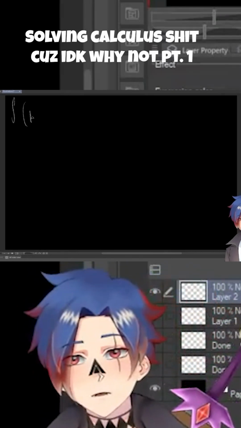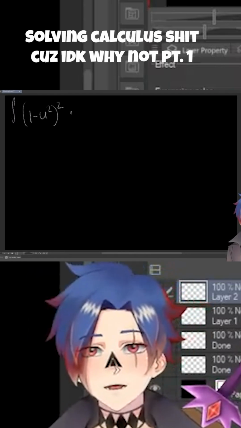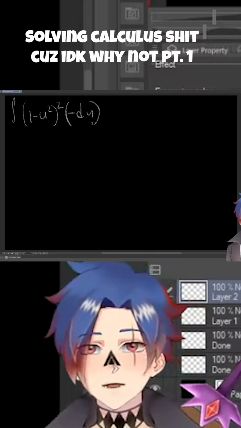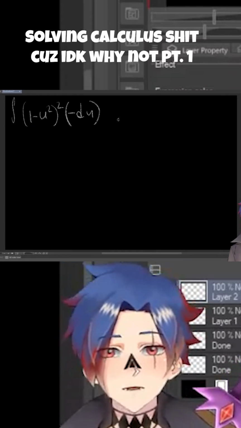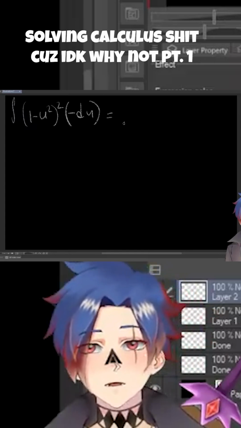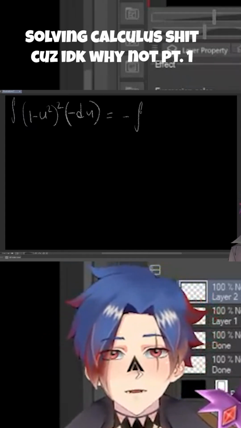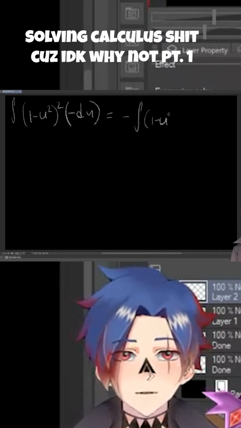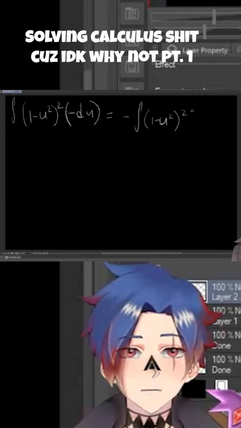Okay, so it's 1 minus u squared. The negative can go outside of there, so we can focus on the rest. We have du.